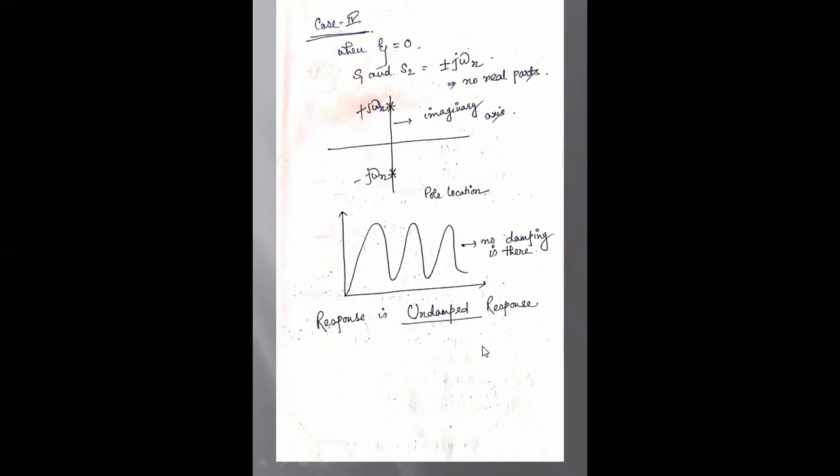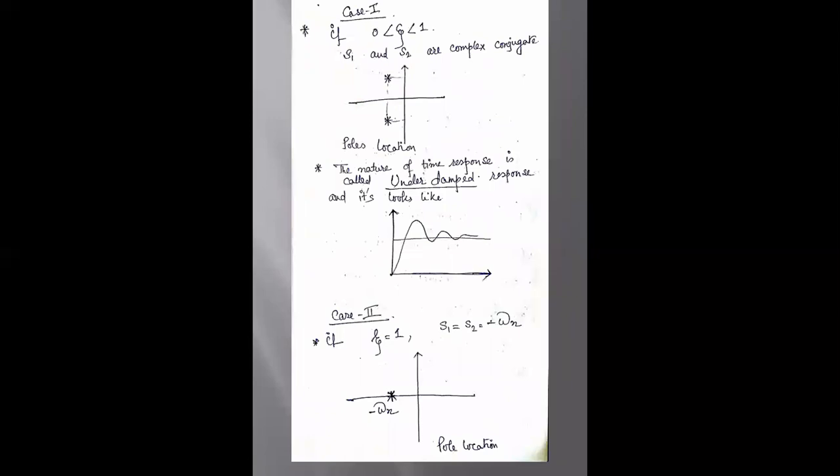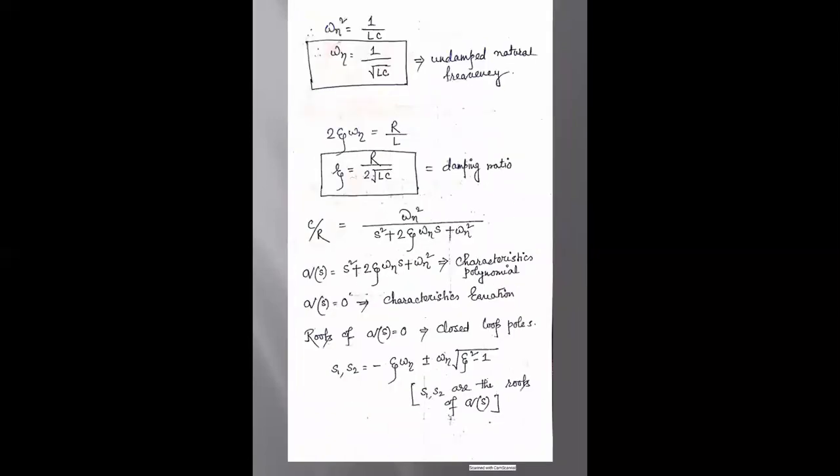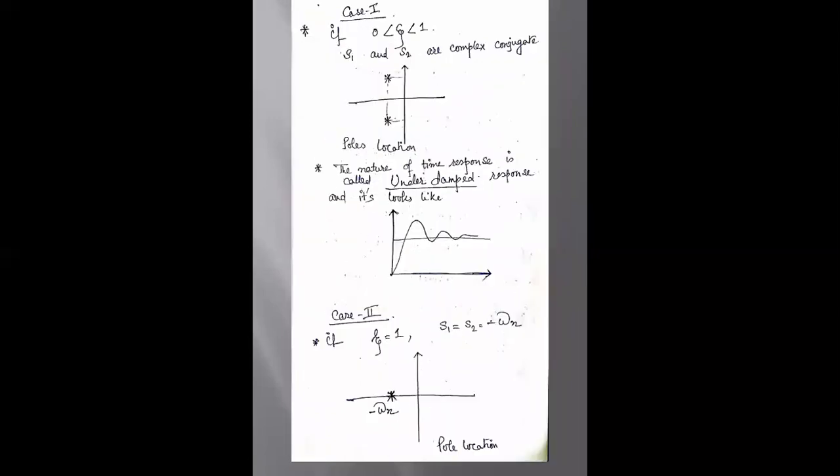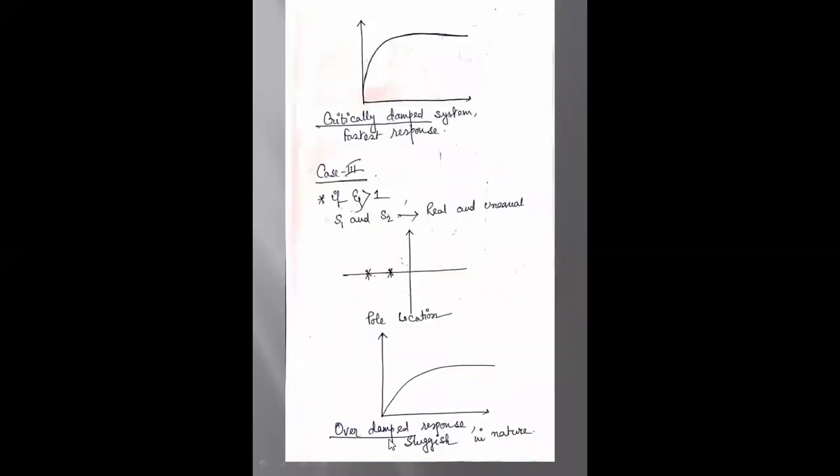So depending upon the different values of zeta, that is called the damping ratio, we are finding different responses of the system. Just memorize these things: when the zeta value lies between 0 to 1, the response is called the underdamped response, and this is the pole location. For zeta equal to 1, this is the pole location, and the response is known as the critically damped system, and this is the fastest response.